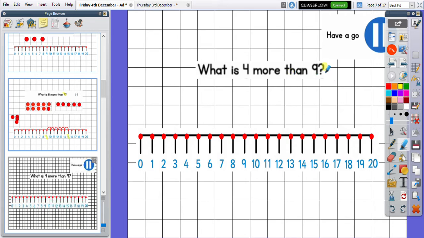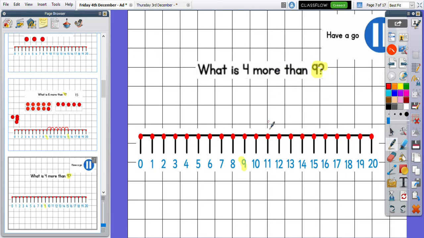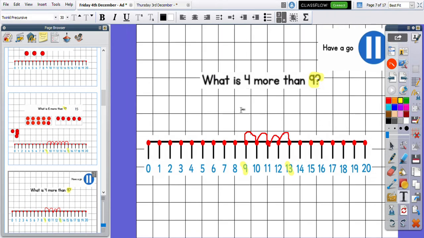The number you should have started with is 9. Okay, so I'm going to highlight 9. And it's asking me what 4 more than 9 is. So I know I need to add 4 onto my 9. So I'm going to add 1, 2, 3, 4, which takes me to the number 13. So my answer would be 13.